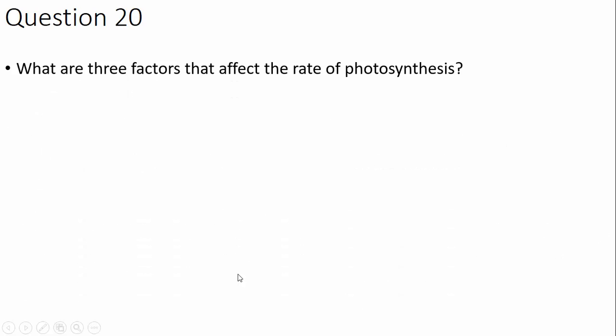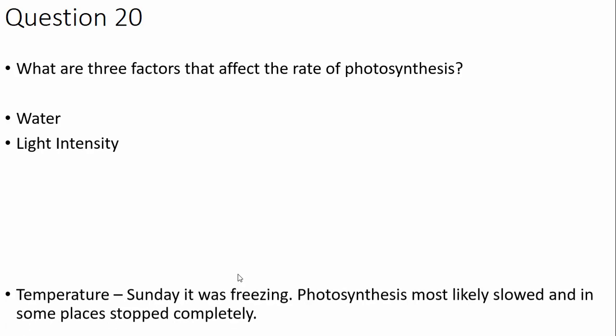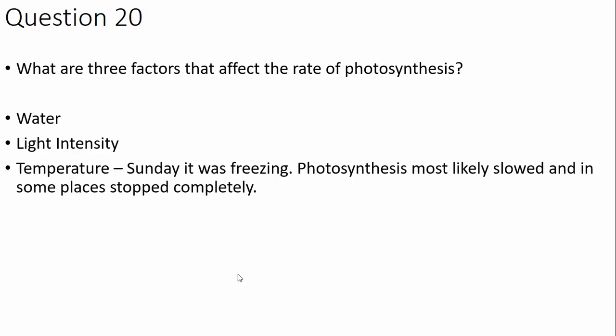Number 20, what are the three factors that affect the rate of photosynthesis? So it's the availability of water, light intensity, and temperature. Now, Sunday, it was freezing outside. Photosynthesis most likely slowed, and in some places, it probably stopped completely.